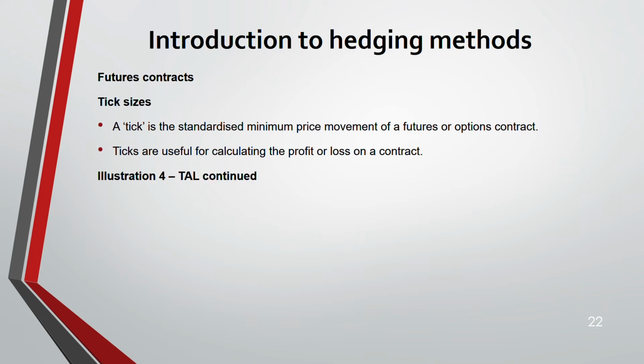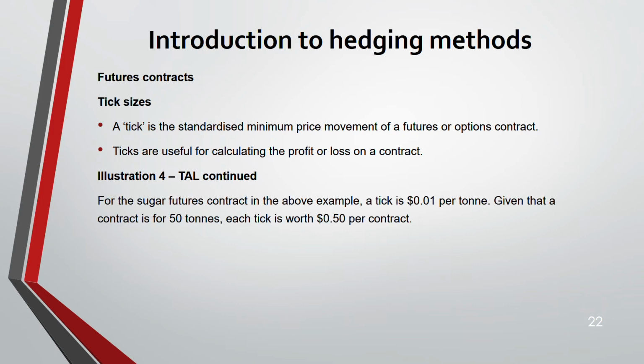Okay. Let's illustrate this. For a sugar future contract, in that example, the tick is 0.01 per ton. The contract is 50 tons. So you multiply the contract size with the tick size and get what the tick is worth. Each contract tick is $0.5. That means 50 into 0.01 per contract. Okay. So let's say the overall movement is 8.8 per ton. When they tell you 8.8 per ton, this is how you read it. It is known as 880 ticks.